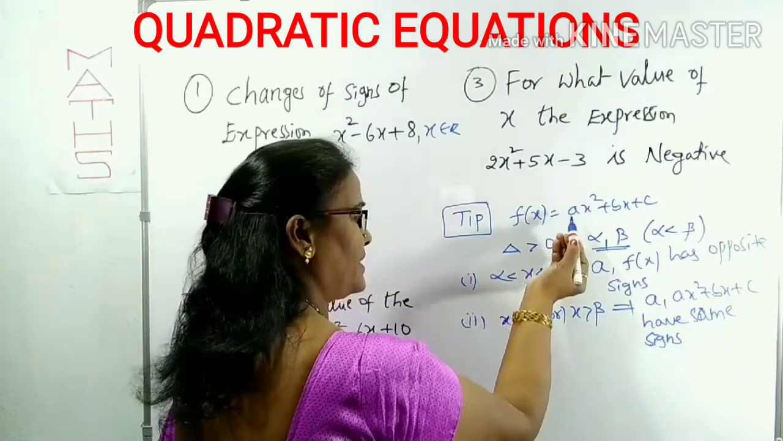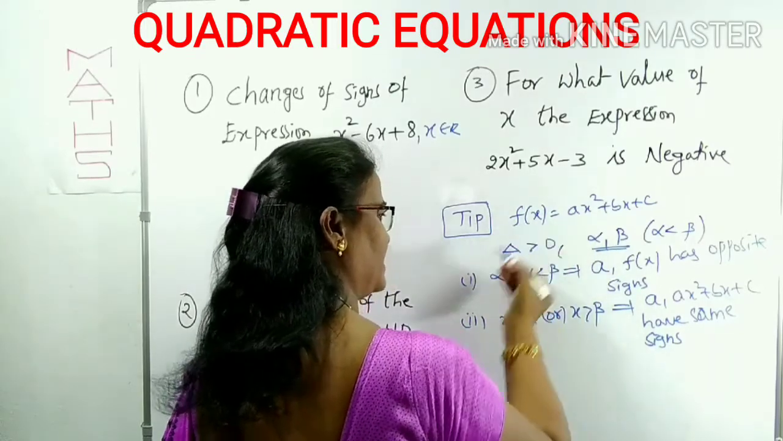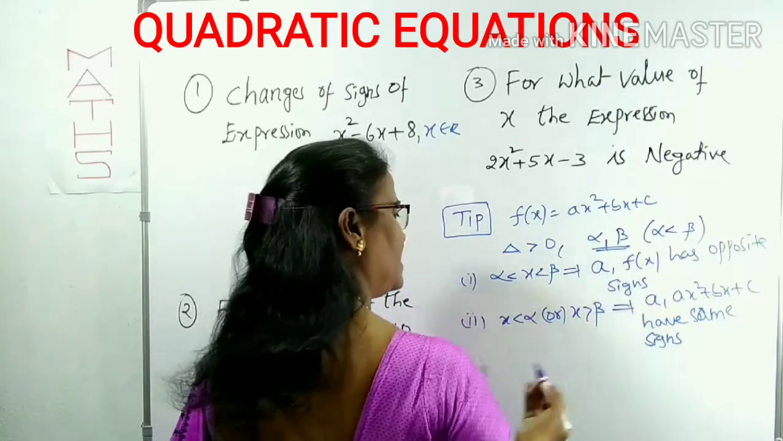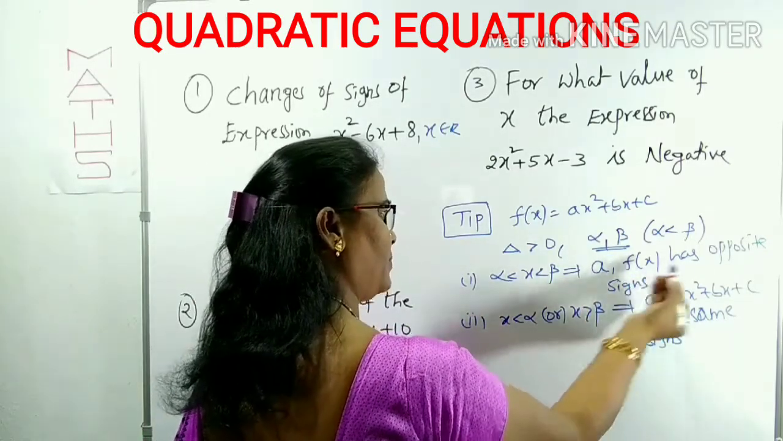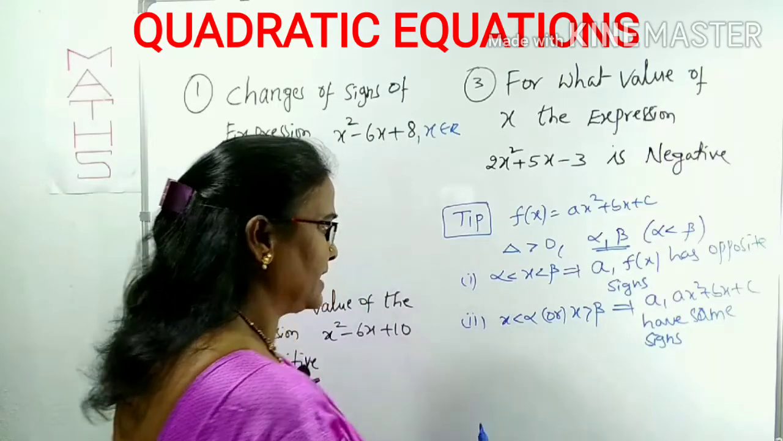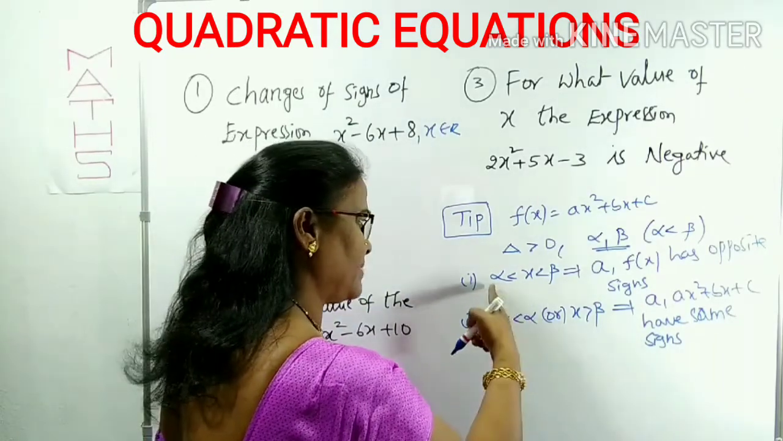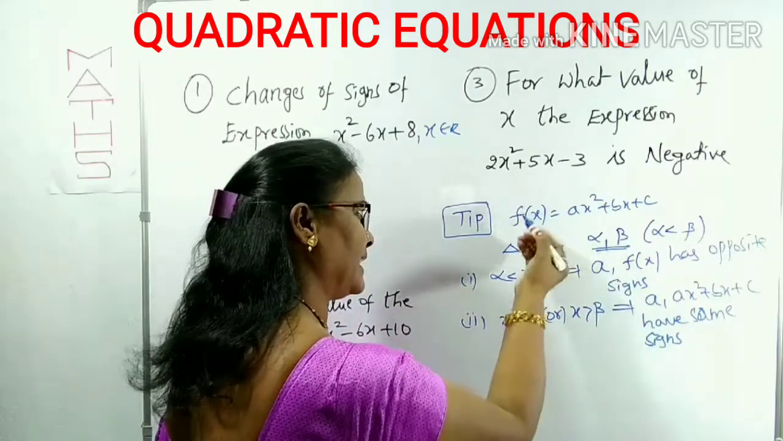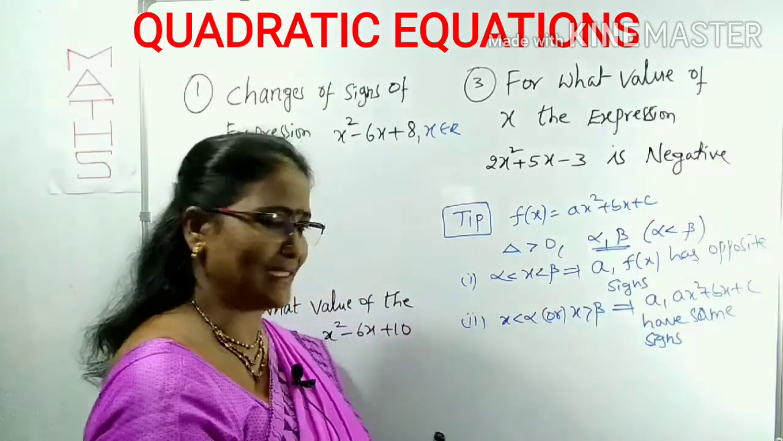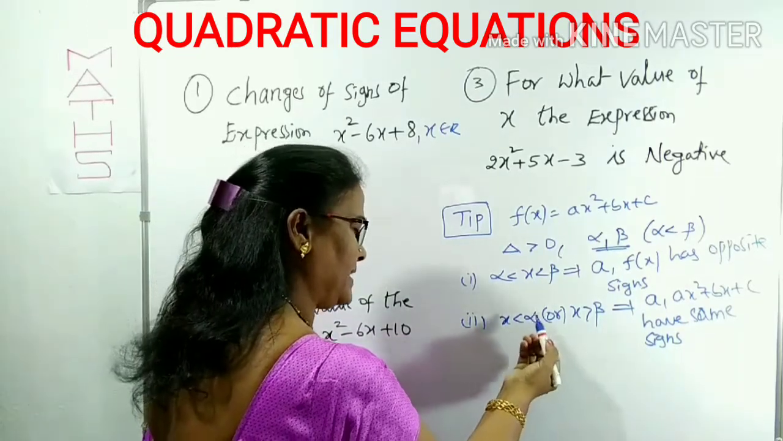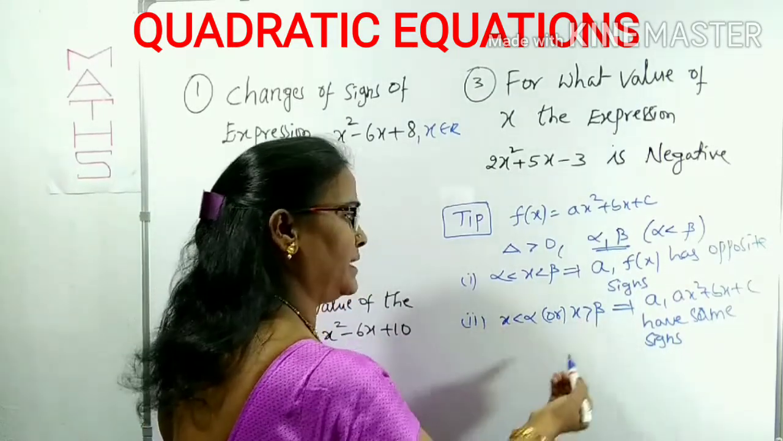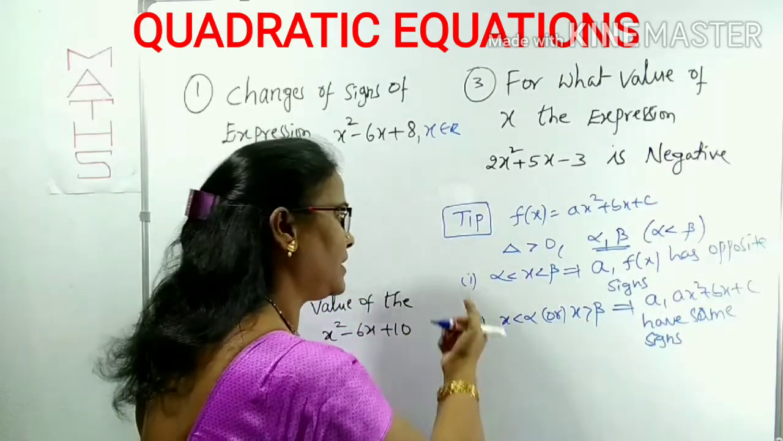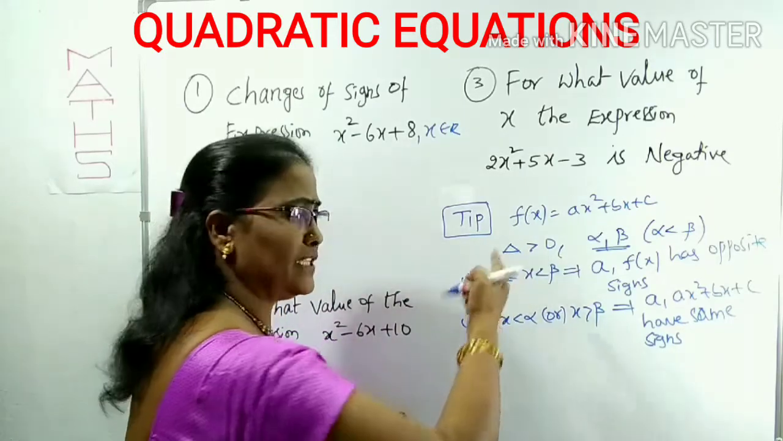Meaning if a is positive, the expression f(x) is also positive. If a is negative, f(x) is also negative. If a is negative and f(x) is positive, the signs are opposite. Like that you have to recognize. For what value of x? When x lies between alpha and beta, a, the coefficient of x square, and the expression of x have opposite signs. In case of x less than alpha or x greater than beta, both of them have the same signs. Then we come to this point when the discriminant is greater than 0.